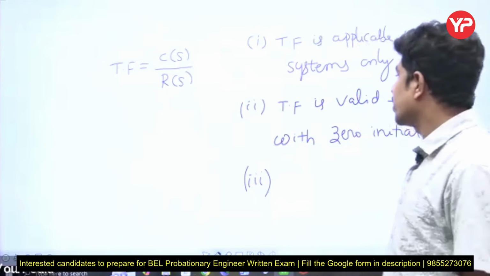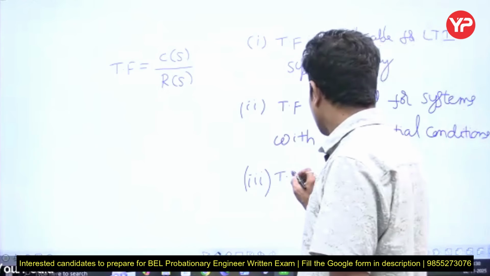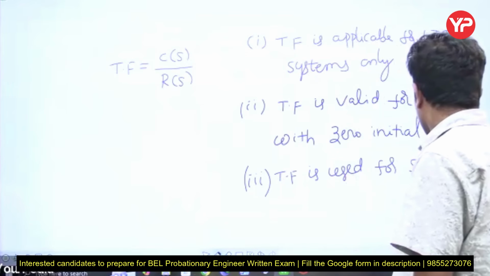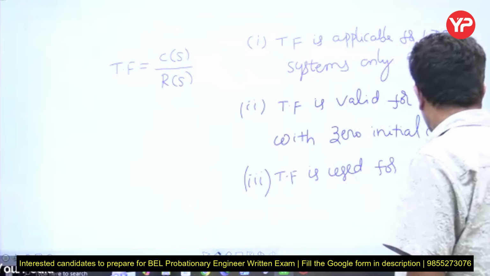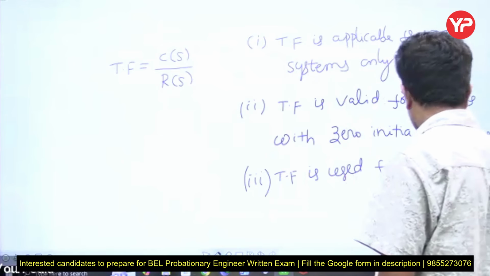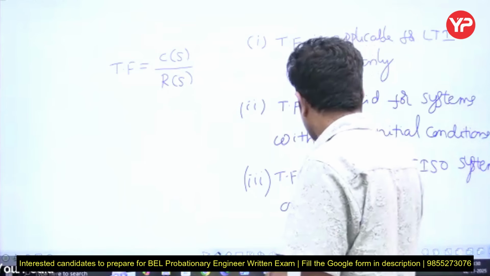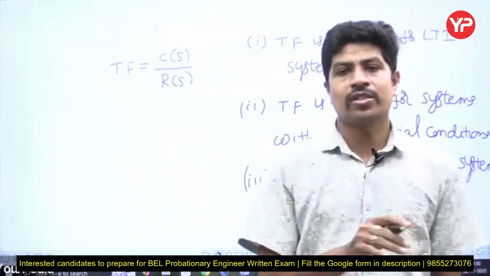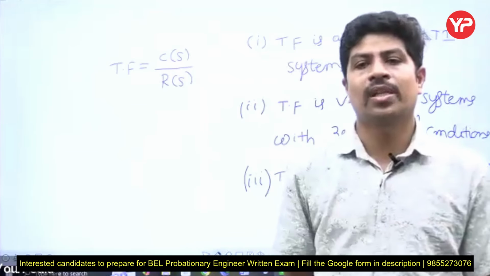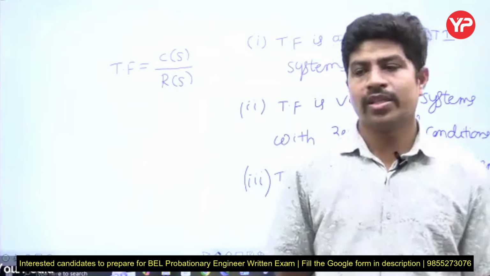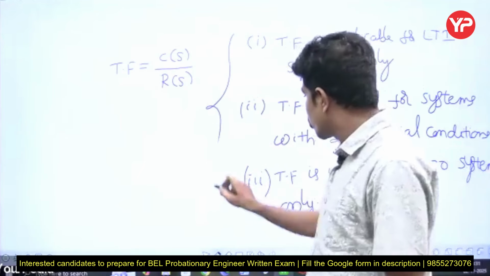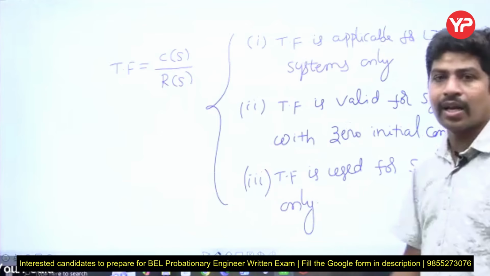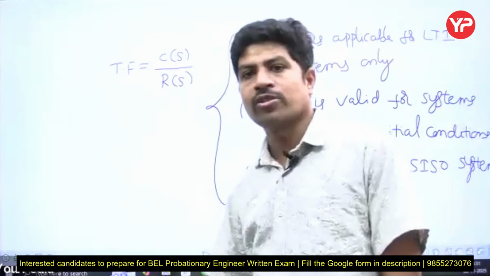Now the next point is, transfer function is used for single input single output systems only. Single input single output systems only means if a system is having only one input and one output, then only you can apply the transfer function method. Otherwise you can't apply it. These are the 3 points which must be checked before you apply transfer function. The system must be linear. I told you what it means by linear, which must satisfy superposition and homogeneity, right?